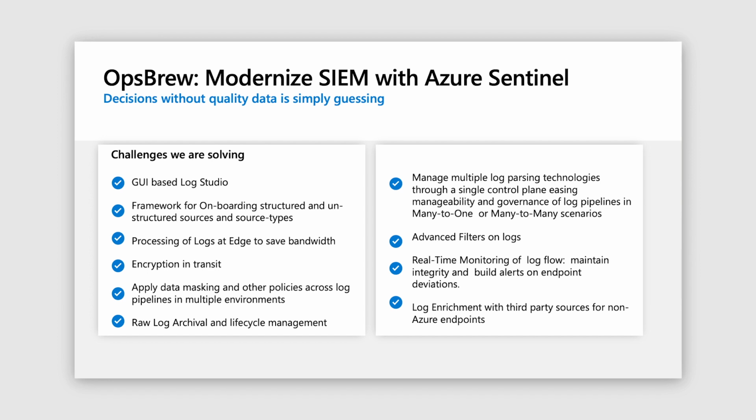It reduces the bandwidth cost when you're sending logs from on-prem to Azure Sentinel. The other use cases, OpsBrew enables the forensic team to keep the raw logs in object storage like blob. One of the other use cases, it manages multiple log parsing techniques through a single control plane, easing the manageability of governance of log pipelines in many-to-one or many-to-many scenarios. So we have seen those scenarios where customer is using two SIEMs, like threat hunting team is using a different SIEM, where SOC is using a different SIEM.